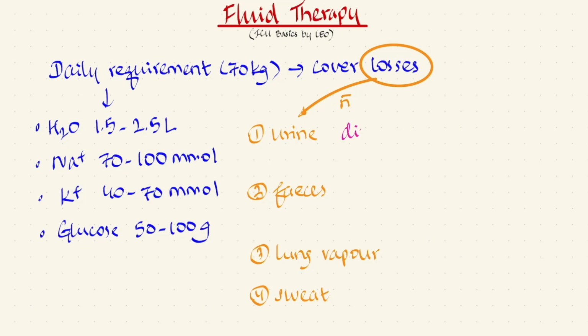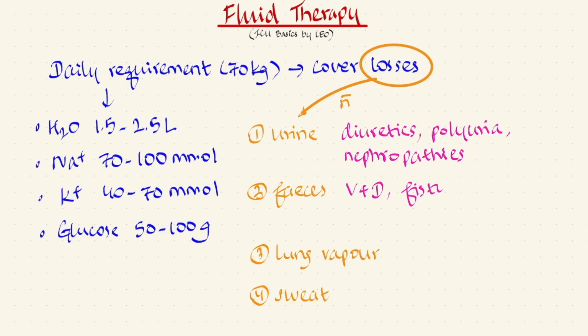If a patient is having diuretics or renal problems, for example polyuria, electrolyte losing nephropathies, diabetic nephropathy, or having abnormal fluid losses via the GI tract like vomiting, diarrhea, fistula, or high output ileostomies, or having increased insensible losses in conditions such as tachypnea, burns, trauma, fever, high ambient temperatures, there will be higher fluid and electrolyte losses from the body.